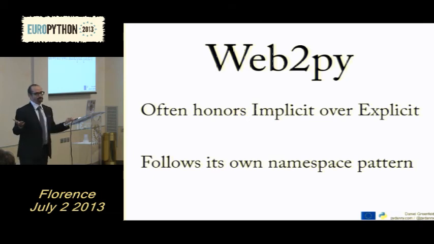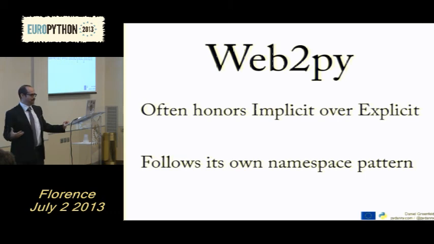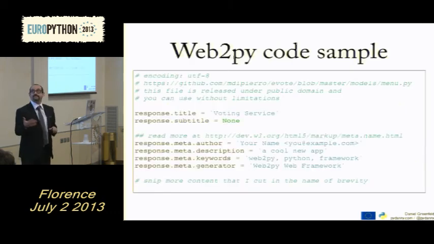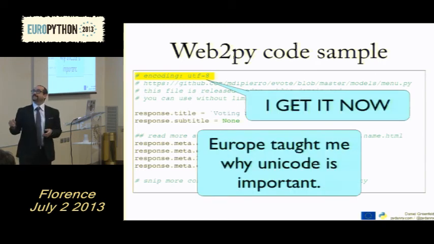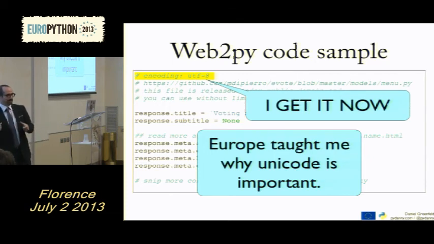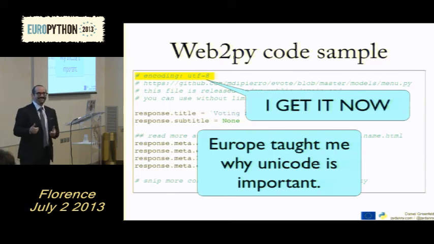So Web2Py has implicit behaviors, and it has its own namespace pattern. And for example, actually, I want to go into something really quick. At the top, there's some UTF-8 stuff. As an American who's now been in Europe for over 2 months, I get it now.